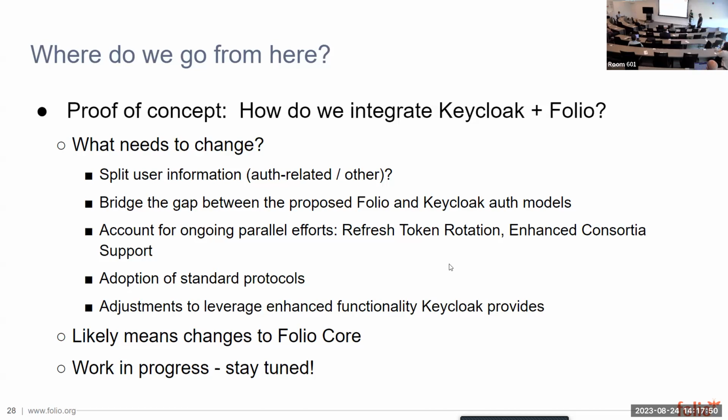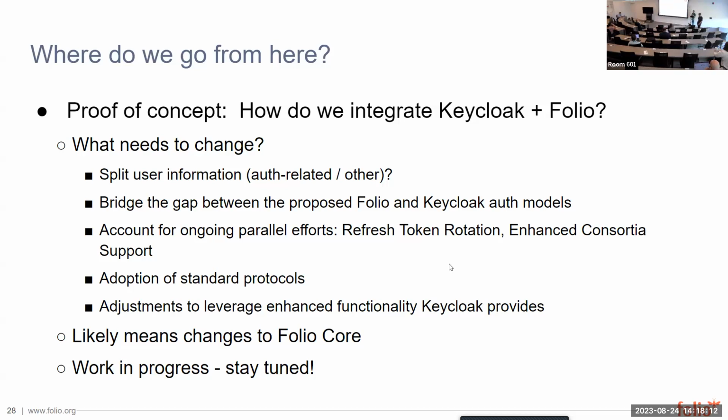Adoption of standard protocols. I've mentioned this multiple times now, but OpenID Connect, OAuth 2, these are things that we got dinged on a while back when there was a security audit. And I think it's the type of thing that as Folio grows up, we should start using some of these real things, not our homegrown stuff.